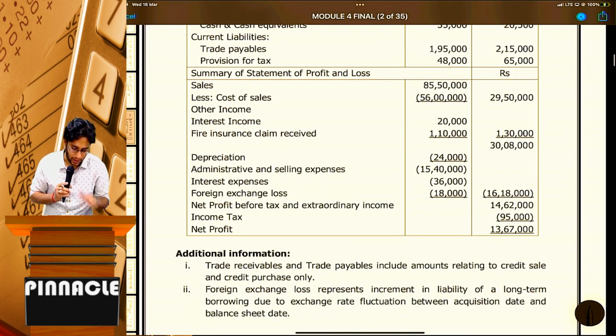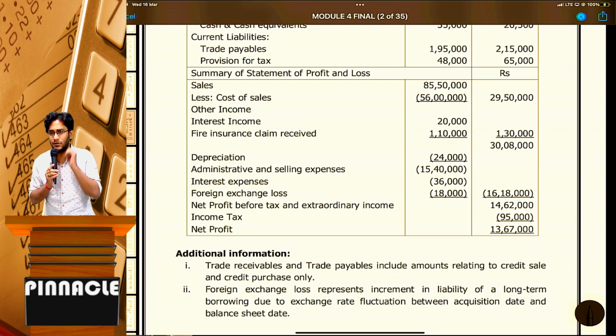Okay, anyway, come to P&L. Sale is given as 85 lakh 50,000. Cost of sales is given. Again, same story, sir. Cost of sales means cost of goods sold, that is opening stock plus purchases minus closing stock. Above, they gave you opening and closing stocks. Work out purchases. Put the purchases in the creditors account. The creditors account will give you cash paid to creditors. This you show as an outflow in operating activity.